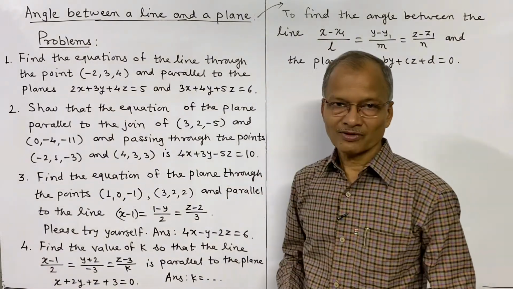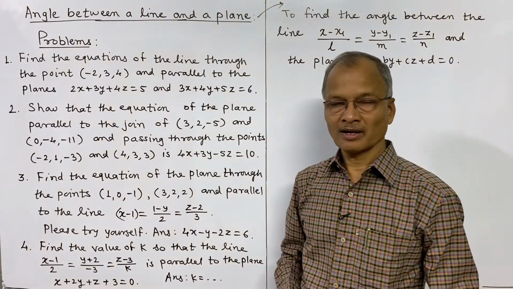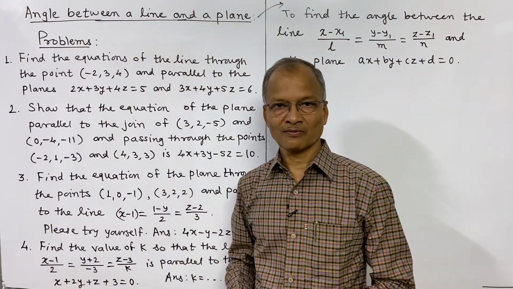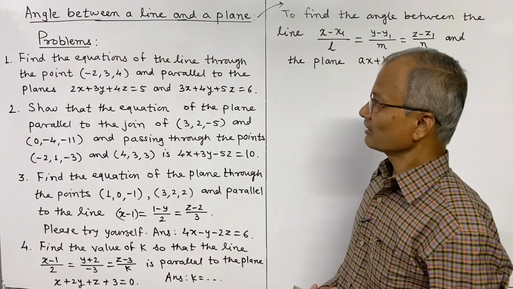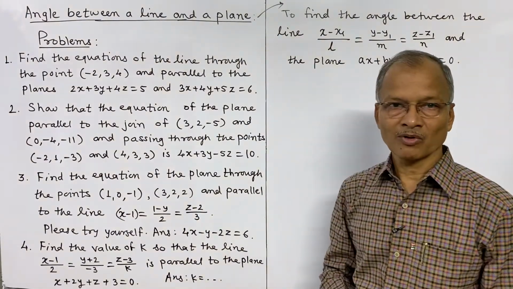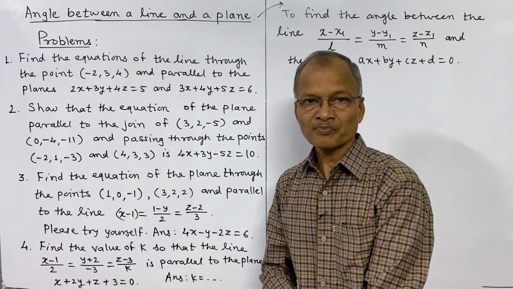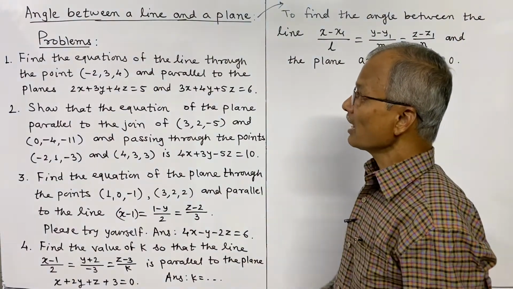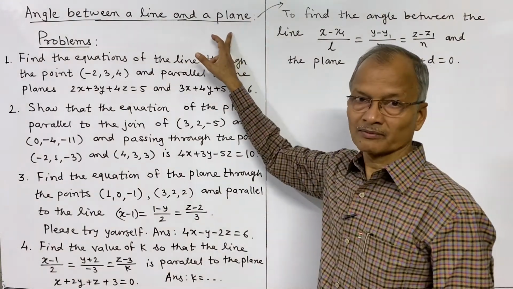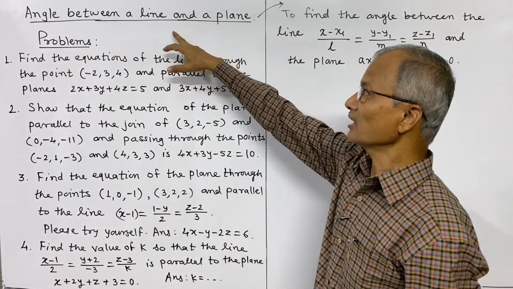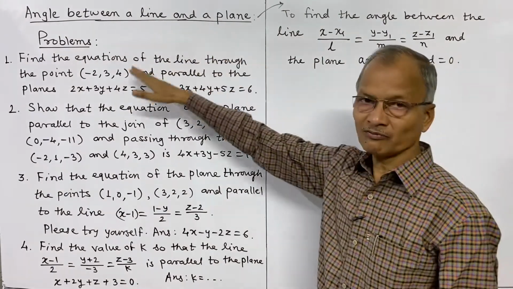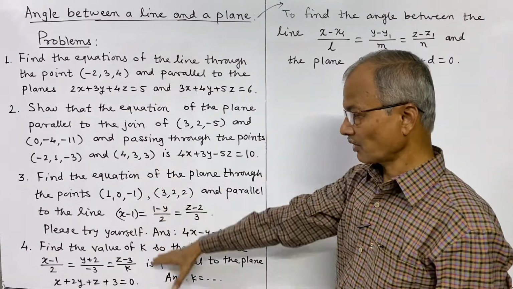In the last lecture we have seen how to transform an unsymmetrical form of equation of a line to symmetrical form of equation of line, and we see that symmetrical form of equation of line is important. In this lecture we will study angle between a line and plane. We will obtain the formula for this angle between line and plane, and then we will solve these problems. I have written the problems here.